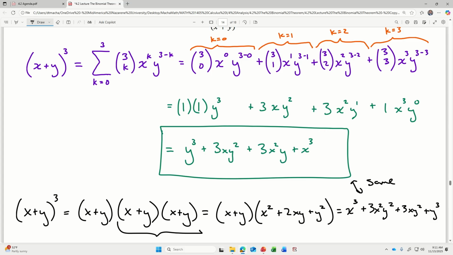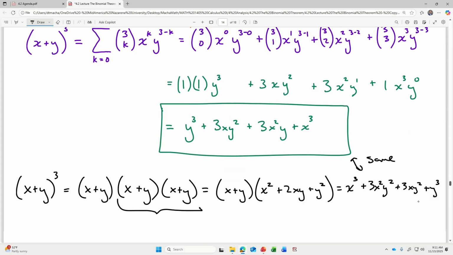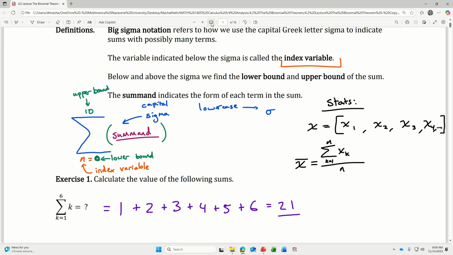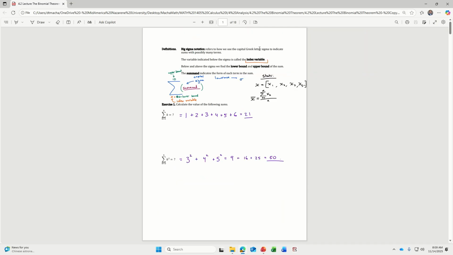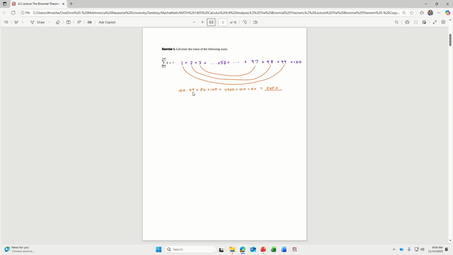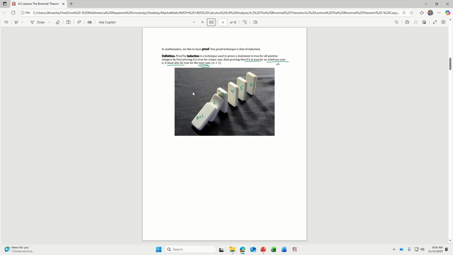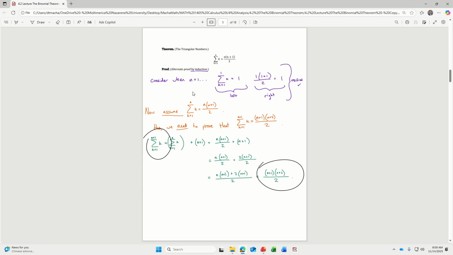So hopefully the picture of foiling and using the binomial coefficient looks the same. We talked about the big sigma notation for being able to calculate the sums of things that have multiple terms. And then we talked about the triangular numbers. And you saw a geometric picture proof of the triangular numbers. And then we also gave another proof by induction for the triangular numbers.